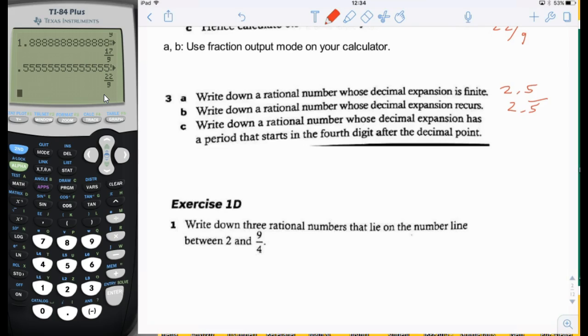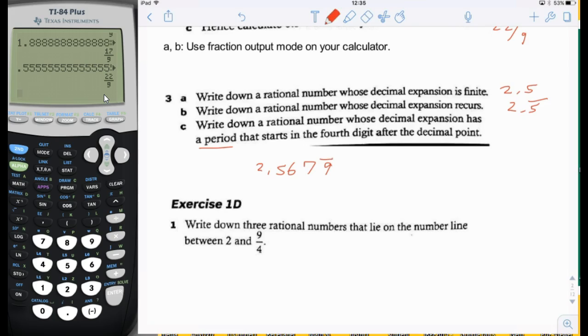Write down a rational number whose decimal expansion has a period that starts, and when they say period, they don't mean like a decimal point, they mean like a repeating pattern. A period that starts in the 4th digit after the decimal point. So we could have 2.567, and then we could have 9999, right? We could have 9 repeating after that, for example.